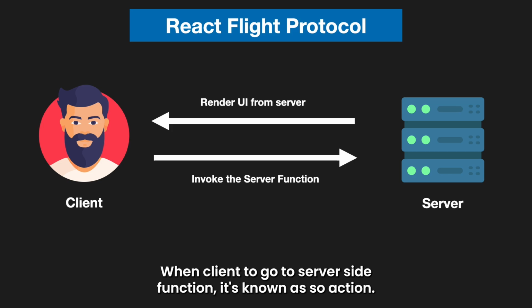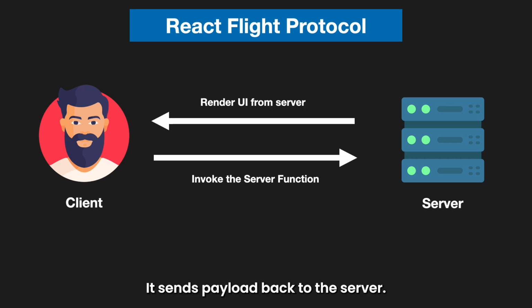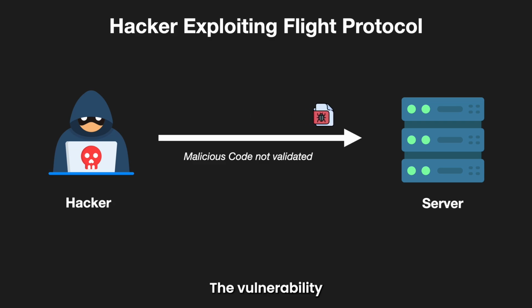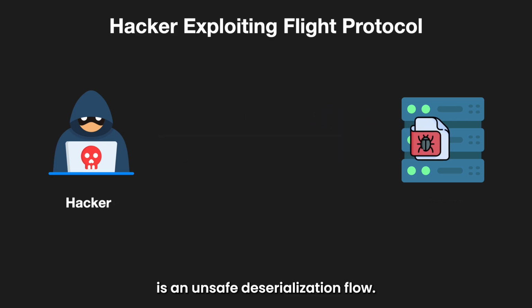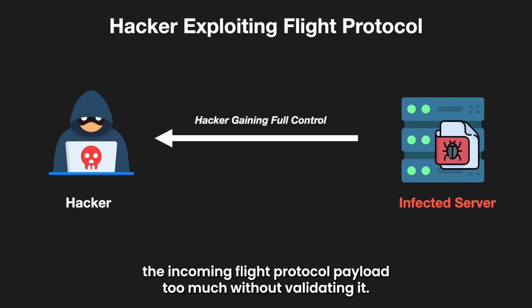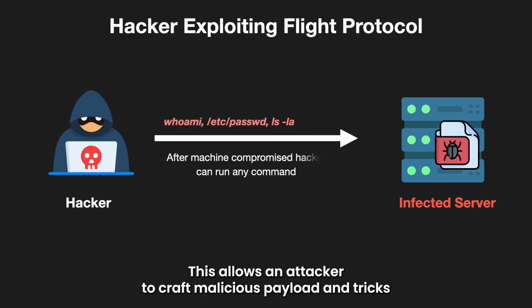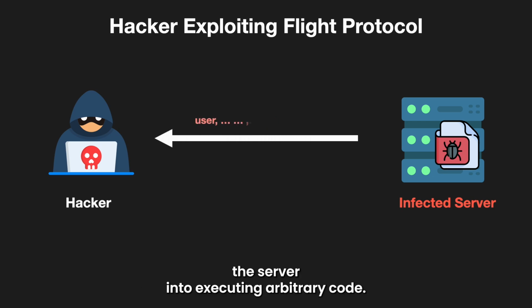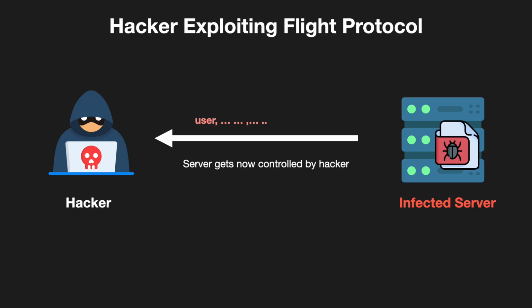When the client triggers a server-side function, it's known as a server action. It sends a payload back to the server using this protocol. The vulnerability is an unsafe deserialization flaw. Basically, the server trusts the incoming Flight Protocol payload too much without validating it. This allows an attacker to craft a malicious payload and trick the server into executing arbitrary code.